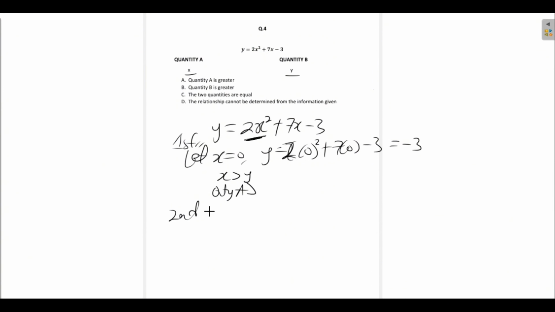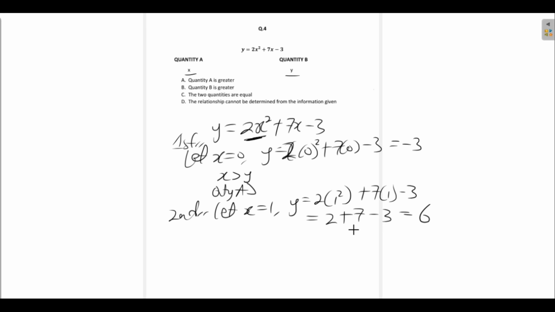Now, in a second scenario, we want to test with a different number. Let x be equal to 1. Then y is equal to 2 times 1 squared plus 7 times 1 minus 3. And this is going to be 2 plus 7 minus 3. Of course, this will be 6 because 2 plus 7 is 9, and 9 minus 3 is actually 6. So in the second scenario, we can see that y is greater than x because y is 6 and x is 1. Now here we will say that quantity B is greater.